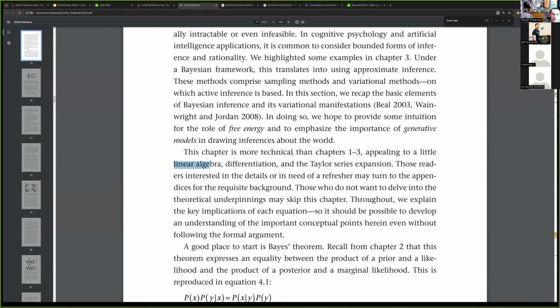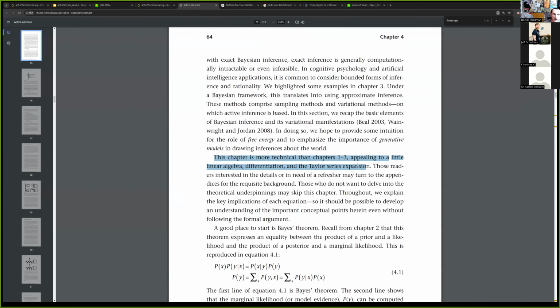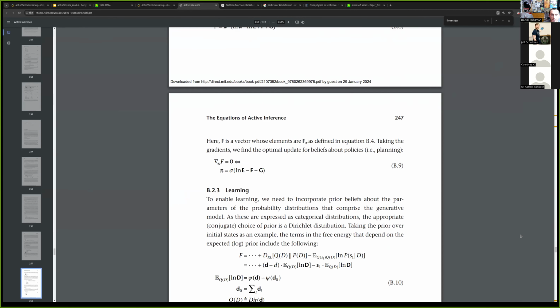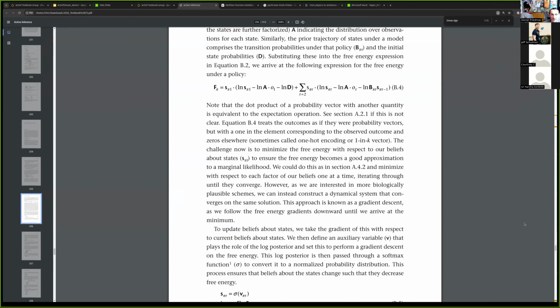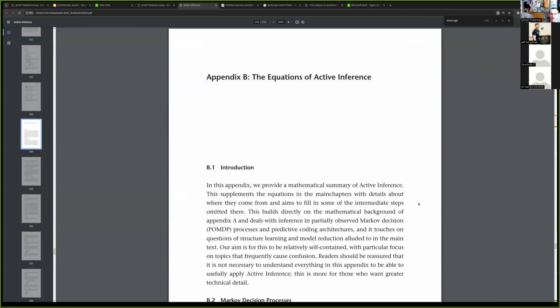In the textbook, one part is where they mention the kinds of maths that are needed. Those are good keywords to see, like here: linear algebra, calculus, and series expansion. And then there are also the appendices, but these appendices are just the tip of the iceberg.